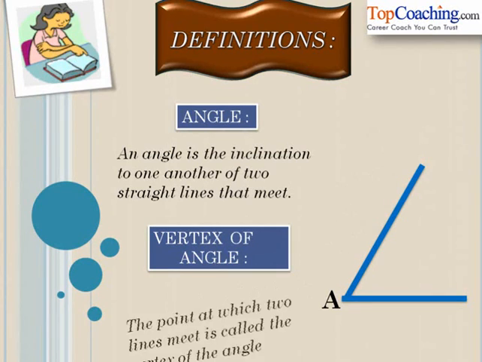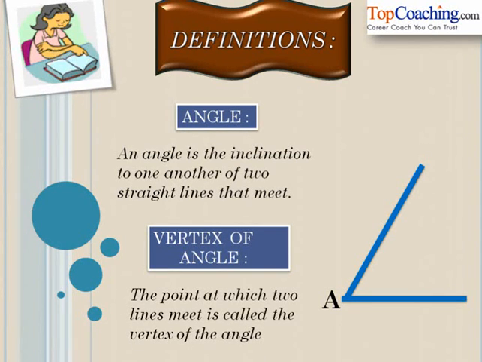We can say that the point at which two lines meet is called the vertex of the angle. So the vertex of the angle here is point A, and it is the point at which these two straight lines meet each other. So the angle is the inclination of one line to the other, and the vertex is the point of intersection of these two straight lines. So the point A here represents the vertex of this angle.